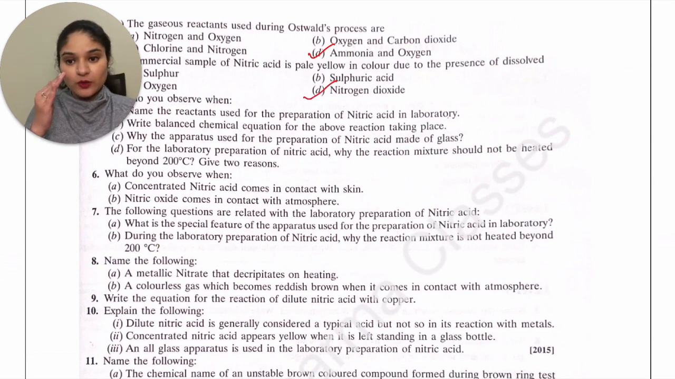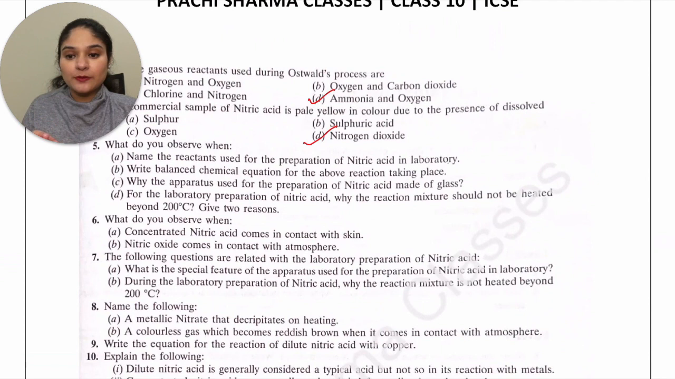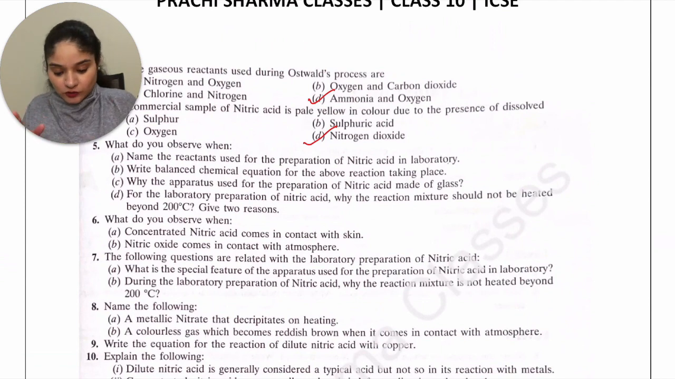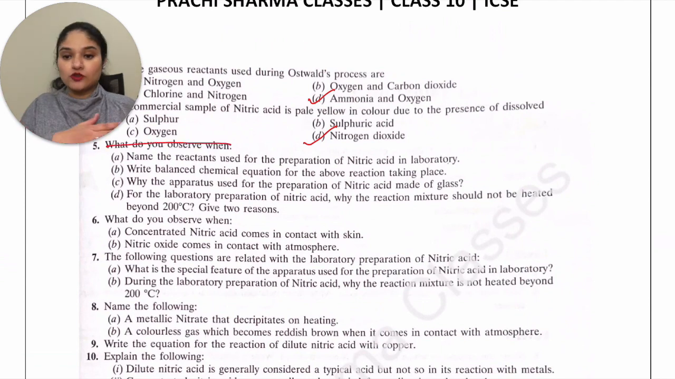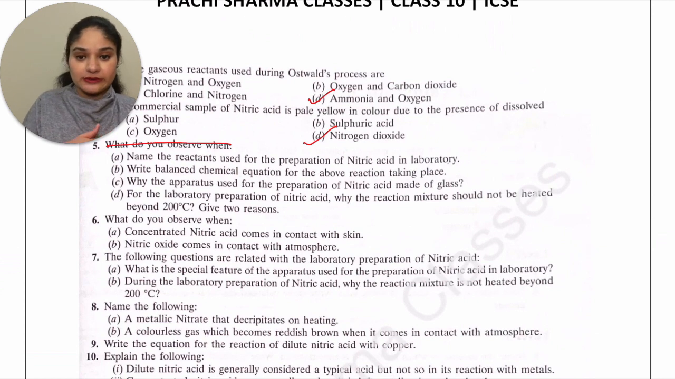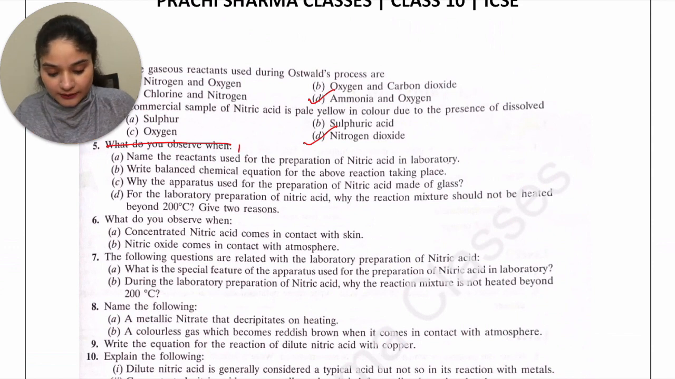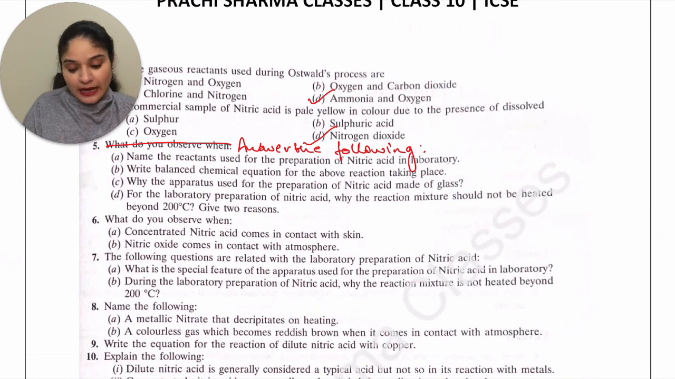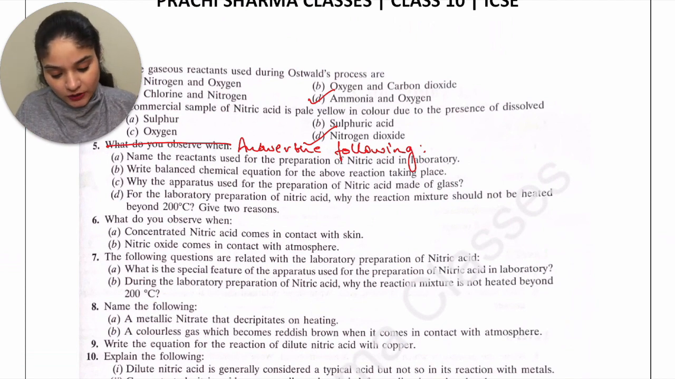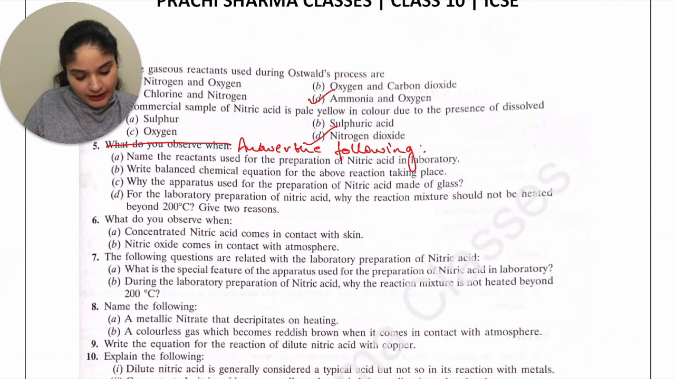Now, if you move on to question number 5, what do you observe when? The question is wrong. They are not asking about the observations in this. This is based upon the preparation of nitric acid, and the questions are based upon that. So you can simply write the question as: answer the following. Name the reactants used for the preparation of nitric acid in the laboratory.